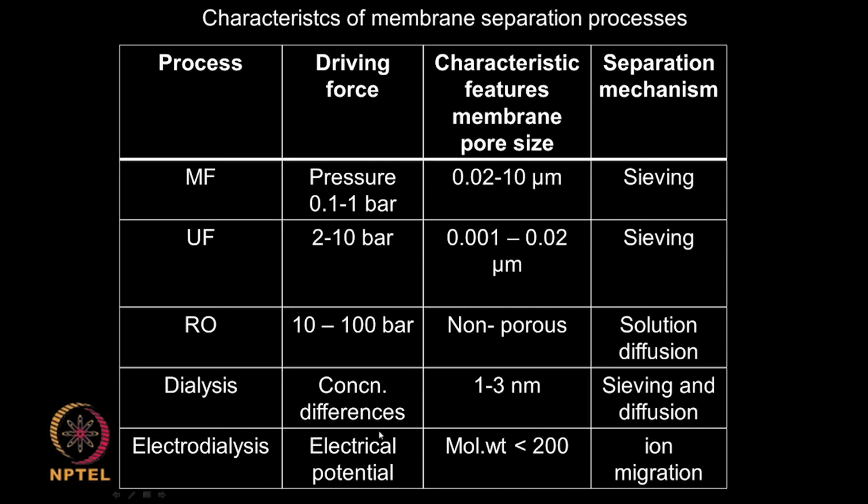So, the separation is based on the electrical potential. We can go down to molecular weight less than 200, and the principle is based on ion migration. The ions move or migrate based on the electrical charge. Okay. Then comes what are the applications of this membrane separation process.